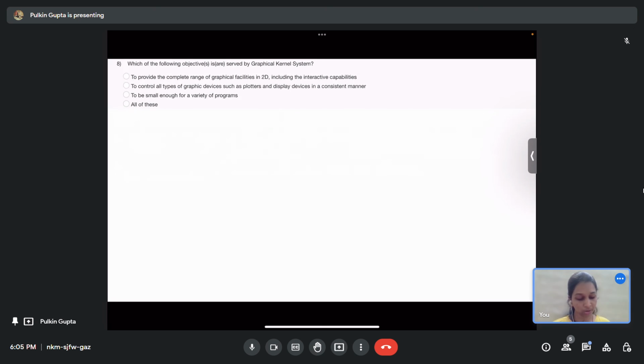Okay, you say A, to provide complete range of graphical facilities in 2D, including the interactive capability. Yes, this is one of the objectives which is served by graphical kernel system, wherein it provides graphical 2D facilities in the form of 2D objects such as bars, arcs, pie slices, circles.